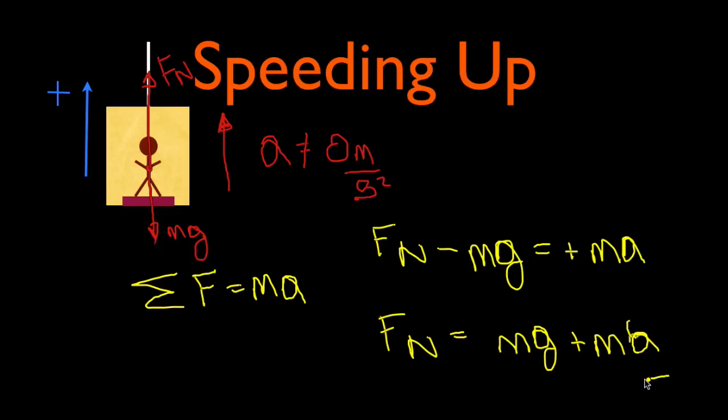Alright, now you can see when we're going upwards and we're speeding up that the normal force is going to be greater than your weight. It's going to be your weight plus the mass times the acceleration. And you should maybe have felt that when you're in an elevator and it starts to move, you kind of have to keep your legs straight because there's a force pushing up that's greater than your weight. Okay, so in this case, the normal force is greater than your weight when you're accelerating upwards. Okay, let's go on to the next case.